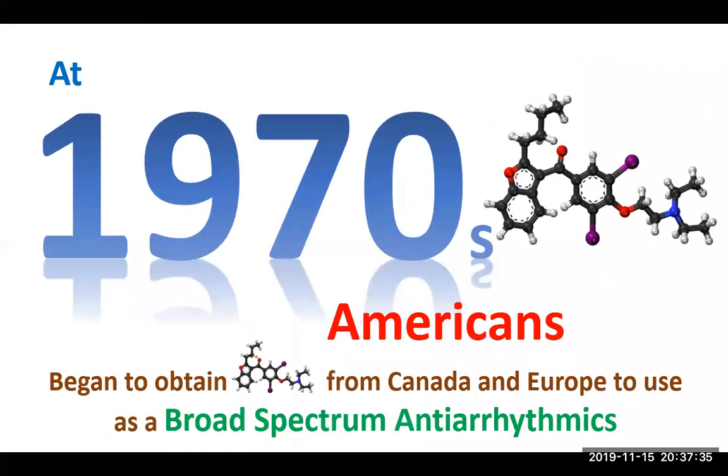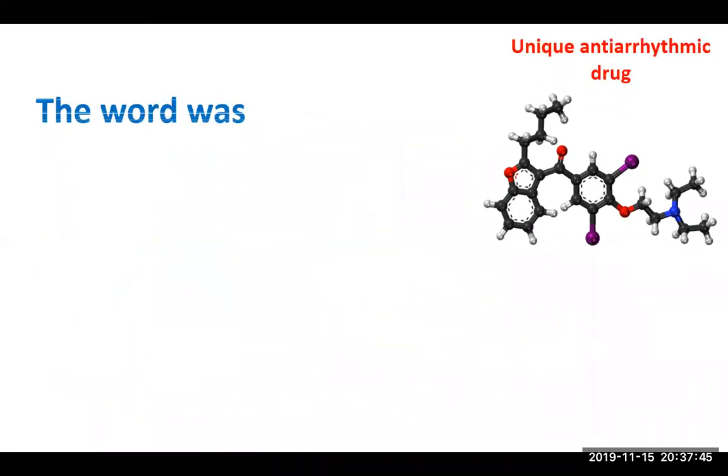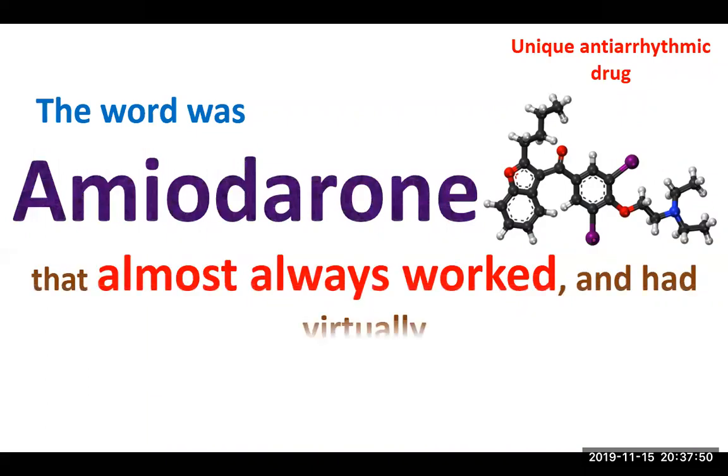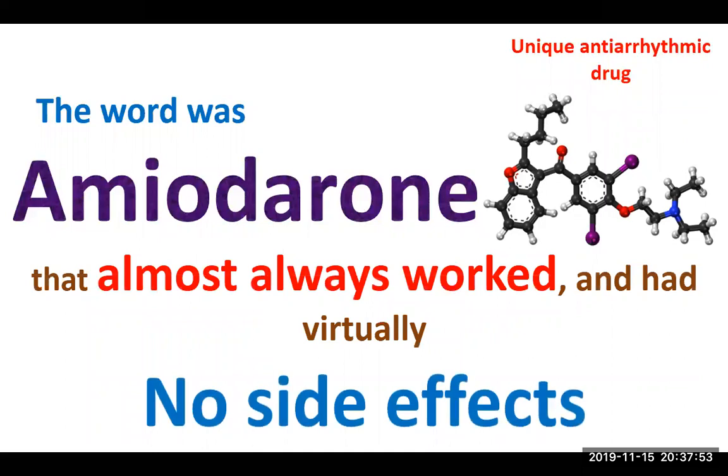In the 1970s, Americans began to obtain this new drug from Canada and Europe to use it as a broad spectrum anti-arrhythmic. They tried to give a new name to this unique anti-arrhythmic drug, and they called it Amiodarone, which means this drug almost always worked and had virtually no side effects. This is just an introduction for Amiodarone. They said this drug is very effective, and actually they thought that there is no side effect of Amiodarone.